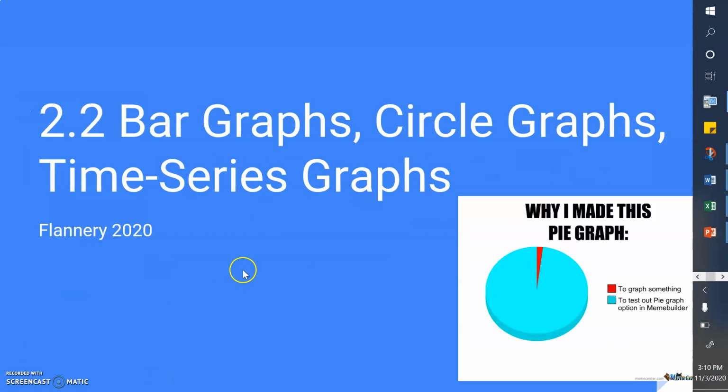Hello, hello, hello. We're going to talk about section 2.2. I'm going to give you some overall ideas of these other graphs and how to do some of the homework.